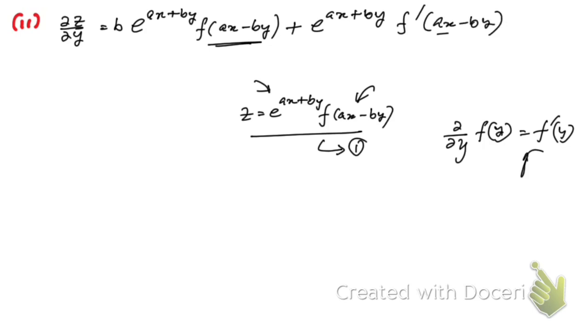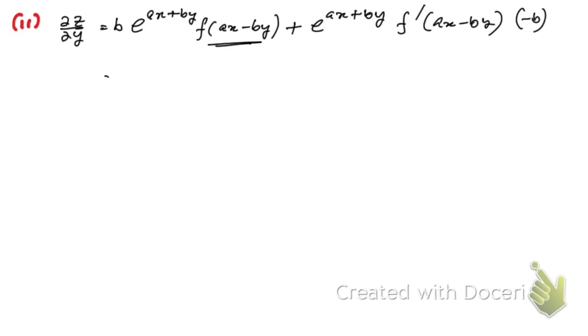Then again we need to differentiate this part which is within bracket. So that's going to give you the derivative of this with respect to y, this is going to be 0, because this is a function of x, and the derivative of this is going to be minus b. So that's why what we have got here is minus b, right? So hope you have understood this. Now let me clean these things. Okay, so now this can be written.